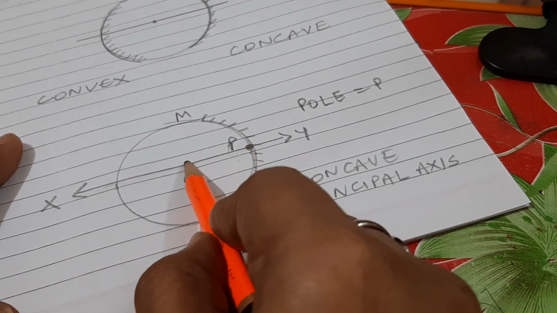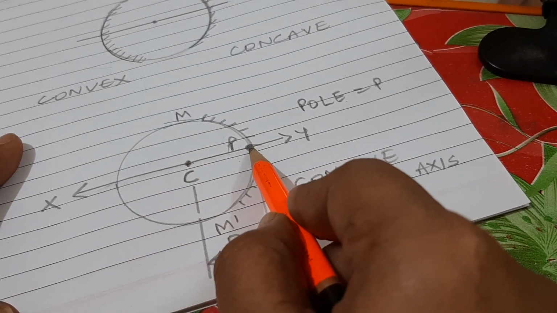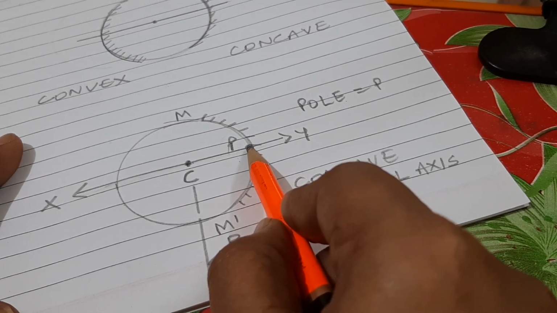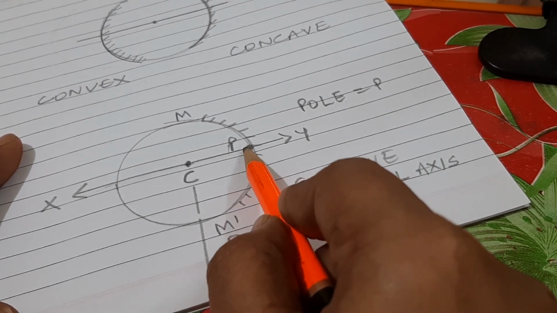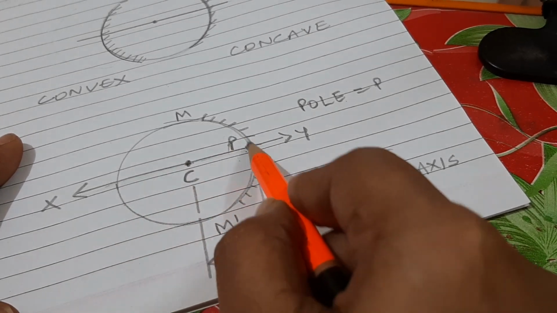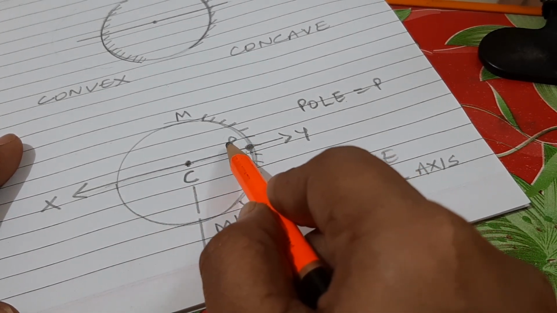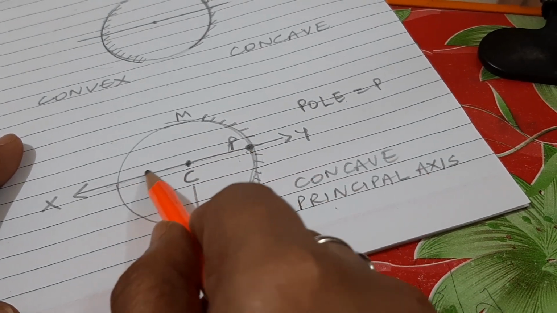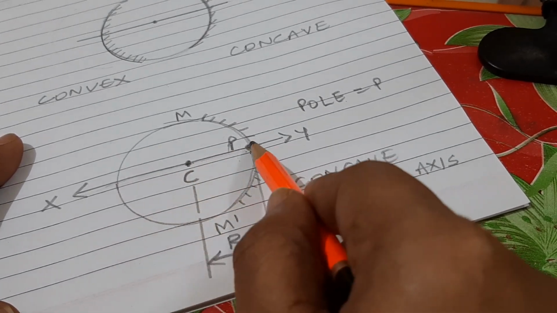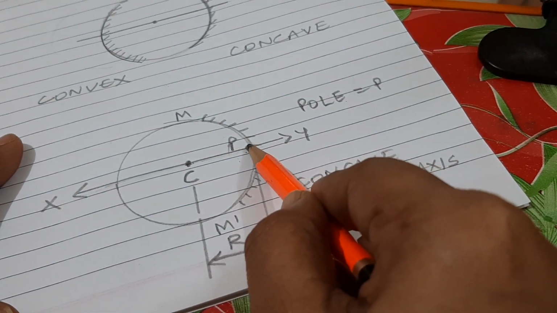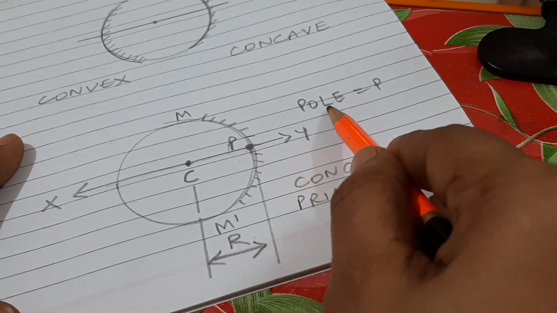It passes through the center of curvature and the pole of the mirror, and the principal axis is normal to the mirror at point P or at pole. Means what? The principal axis is perpendicular to the reflecting surface of the mirror at point P, which is pole.